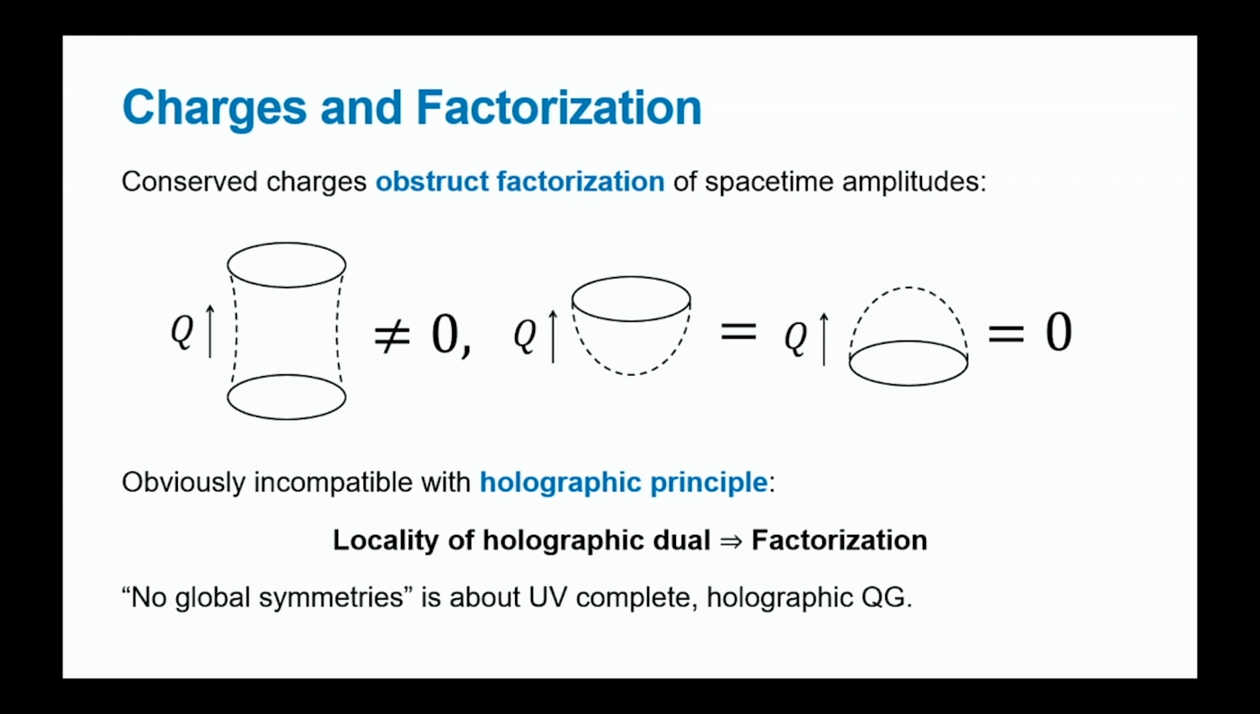So the holographic principle would tell us that the locality of the holographic dual, so the space-time amplitudes in the holographic dual, are just the partition function of the dual CFT, and they would factorize if your boundary is disconnected. So from this perspective, I think no global symmetries is obvious in some sense in a holographic quantum gravity. And I want to emphasize that really the statement of no global symmetries is only something you should expect to be true in a UV complete theory, in a theory that has black hole microstates. It's not something that I think you should expect to be true semi-classically.